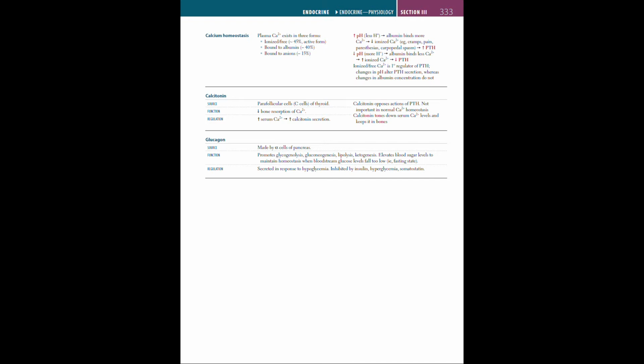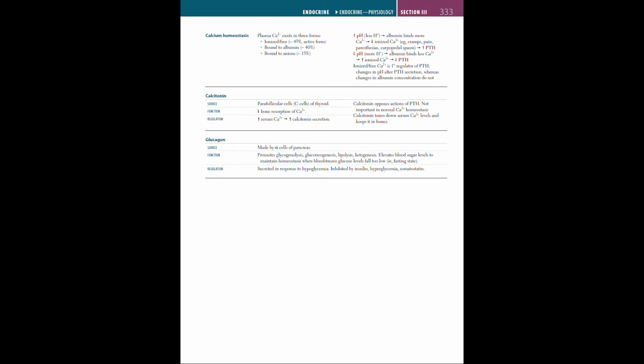Example: cramps, pains, paresthesia, or carpopedal spasm. These situations will lead to an increase in PTH, that will cause a decrease in pH, that is more hydrogen ion, hence leading to albumin binding less calcium and an increase in ionized calcium, and a feedback to decrease PTH again. This is the cycle, how it happens. And an increase in pH causes a decrease in ionized calcium by binding.